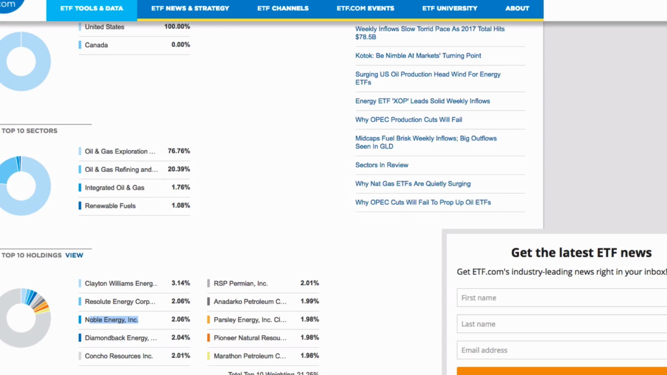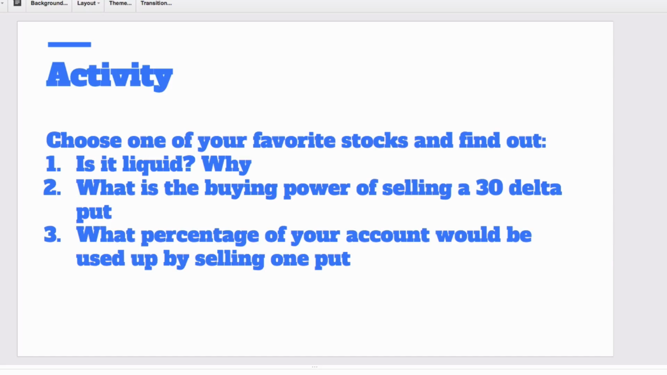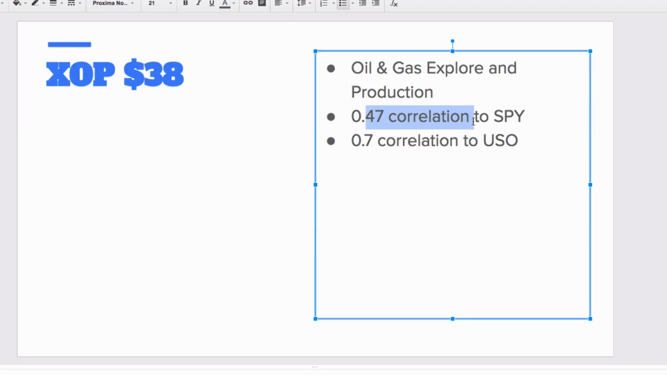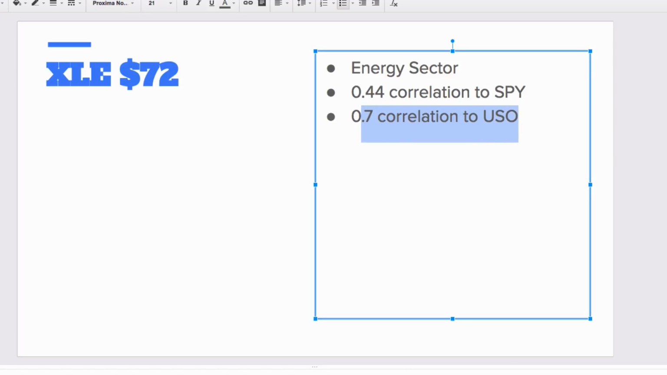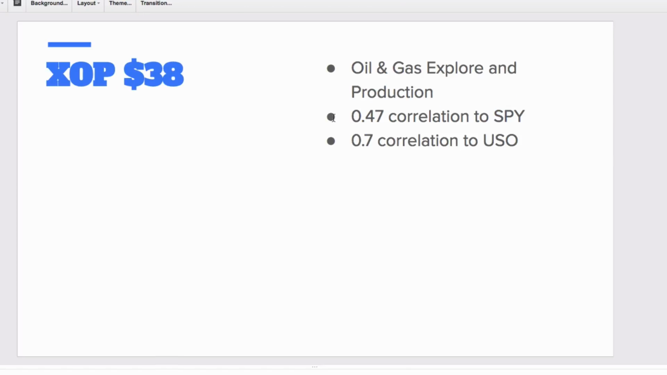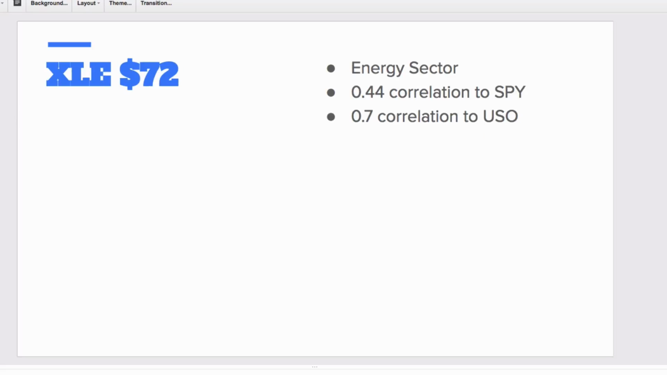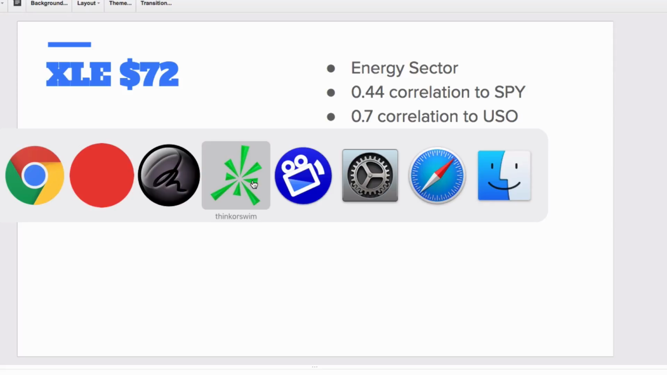So let's take a look at its actual recent correlations. Energy sector. 0.47 correlation. So yeah, correlated to oil and gas. Look, it's the same correlation to USO as XLE was. I'll bet you if we did a correlation of XOP to XLE, it would be like a 1 or a 99. In fact, let's do that.